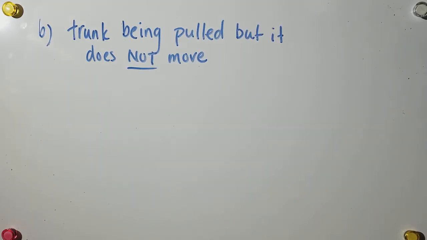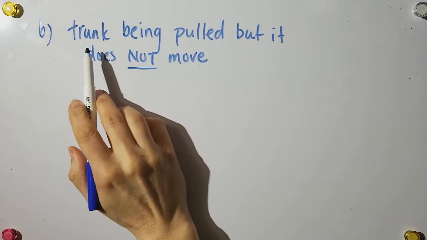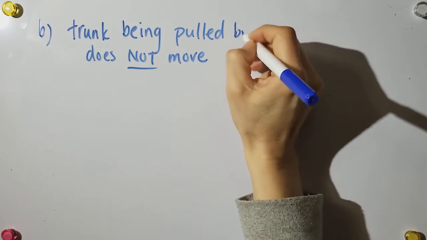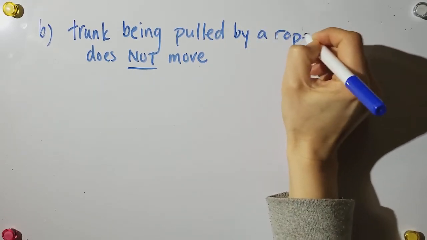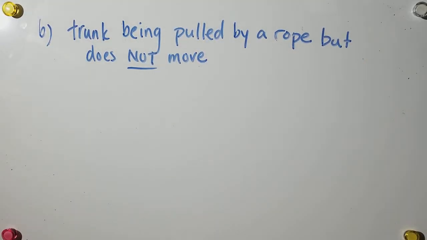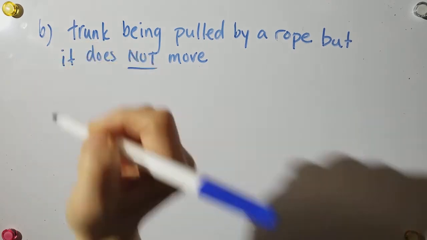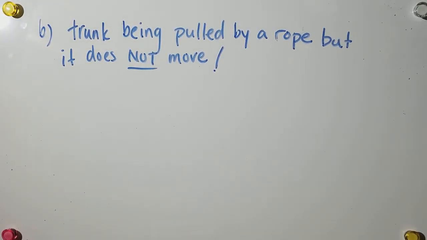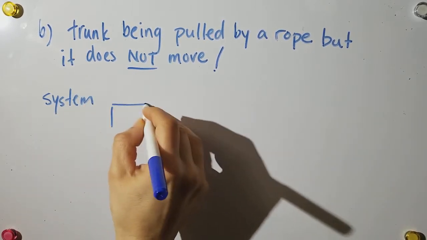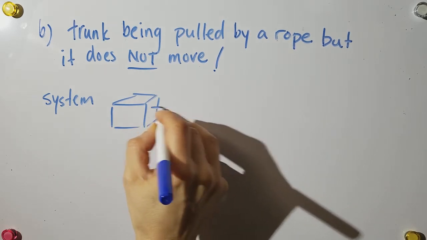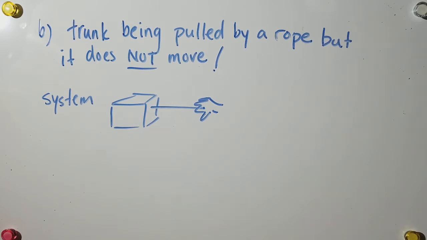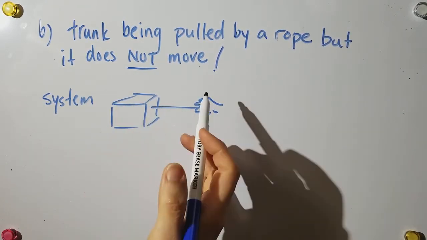All right, so B. B is a situation where there's a trunk and the trunk is being pulled by a rope. So a rope is attached to it, okay? But the trunk does not move. All right, so system diagram, which this is the last time I'm going to do it. It would look something like this, some kind of box and a rope and somebody pulling that. But like I said, not really interesting. And that's usually in the question.